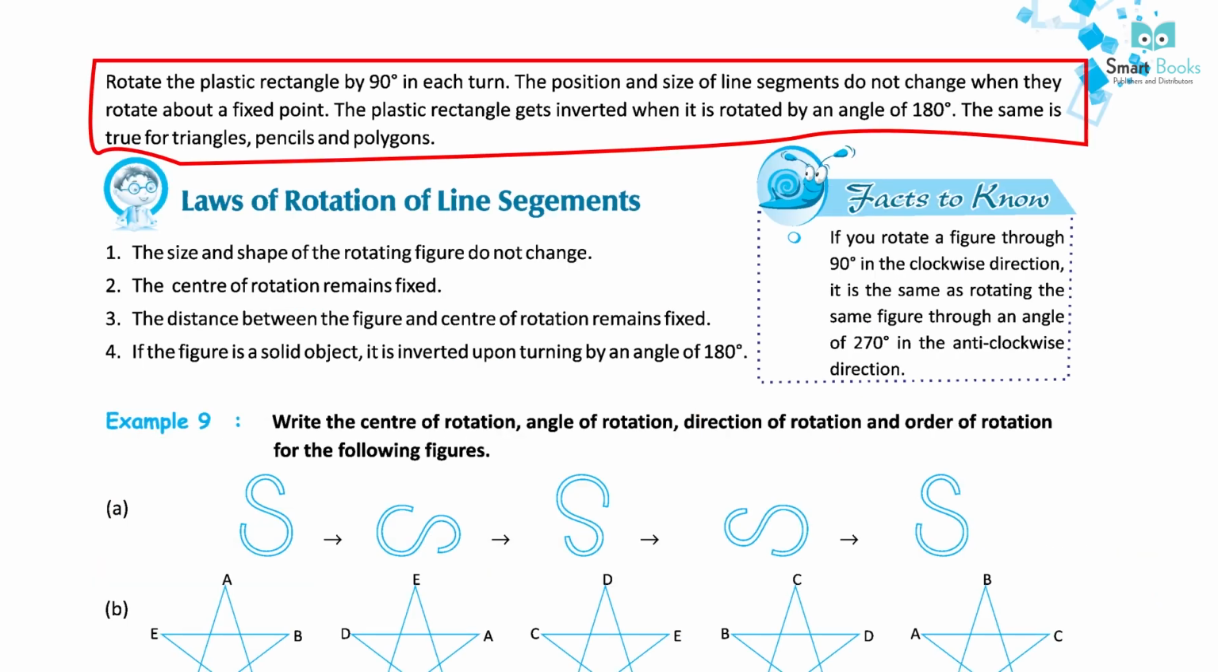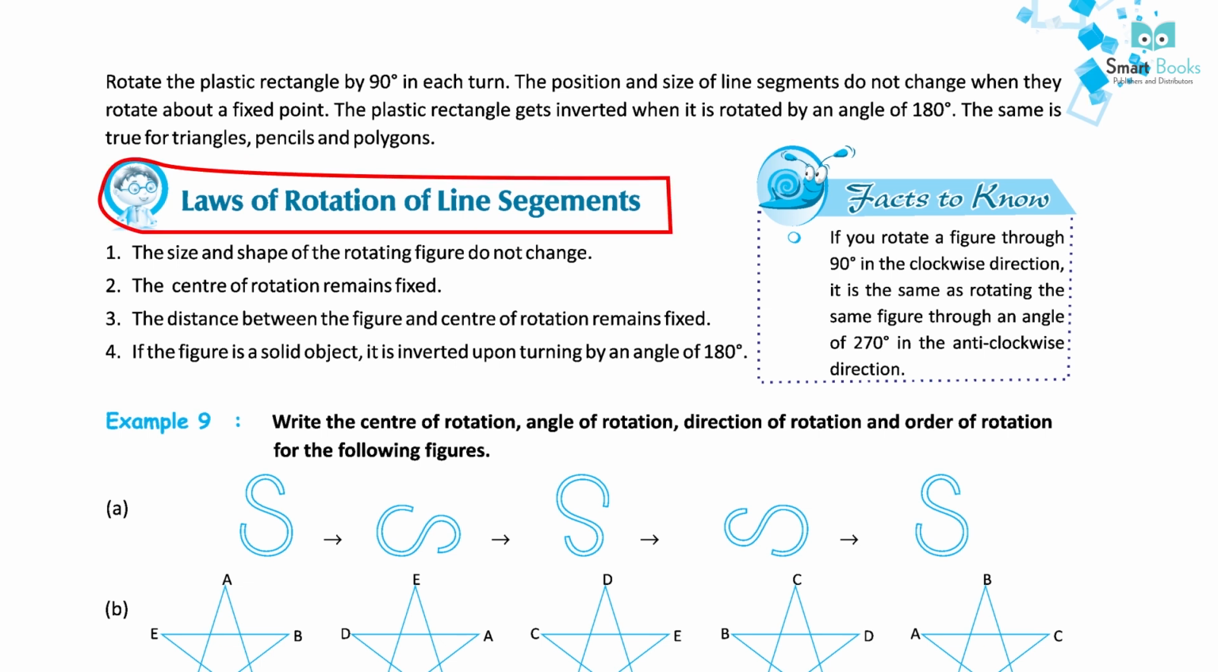The position and size of line segments do not change when they rotate about a fixed point. The plastic rectangle gets inverted when it is rotated by an angle of 180 degrees. The same is true for triangles, pencils and polygons.